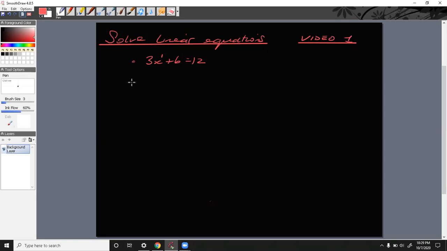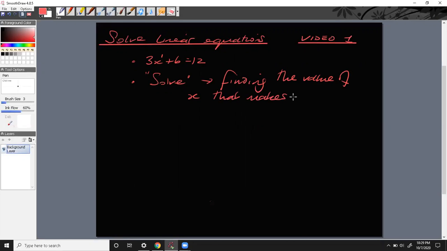When we are asked to solve a linear equation, it means we are finding the value of x that makes the equation true. I'll just write EQN for equation. So that makes the equation true. So that is what we're doing. So we're going to talk about solving linear equations.